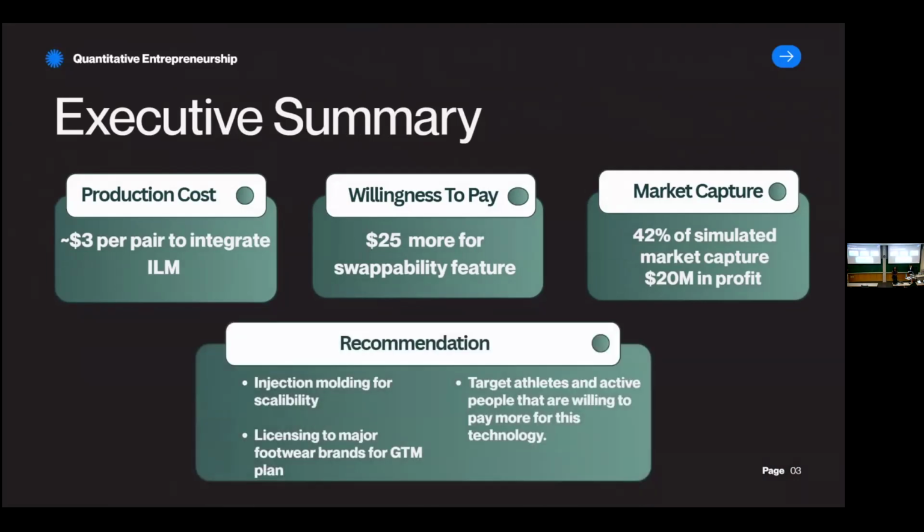For future work, we recommend that we use injection molding for mass scale production. We recommend licensing this technology to major footwear brands as a go-to-market strategy. And we recommend targeting athletes and active people because they are willing to pay more for this feature.